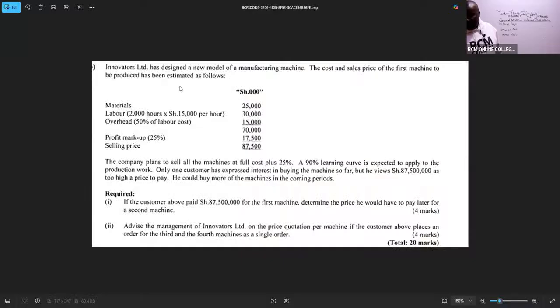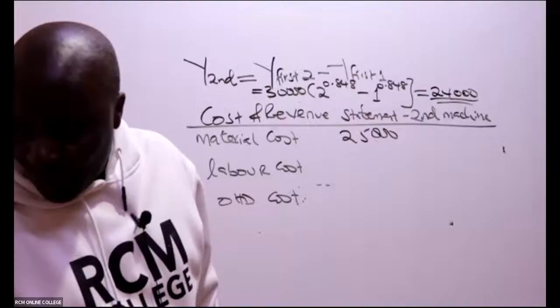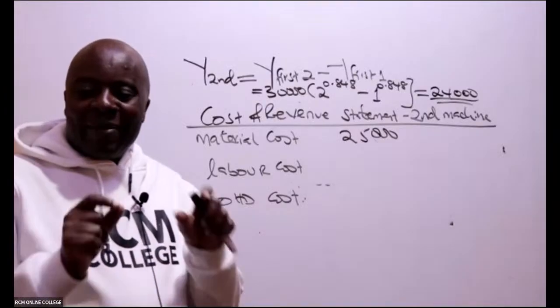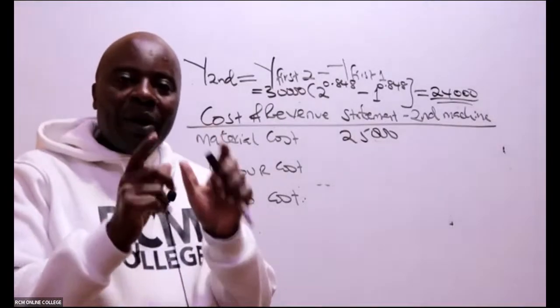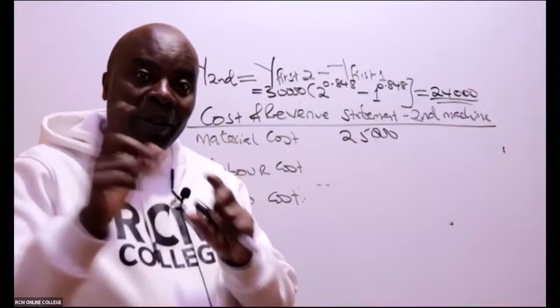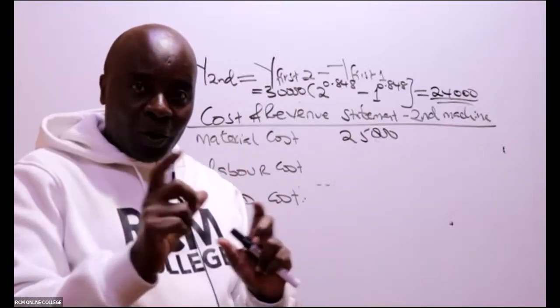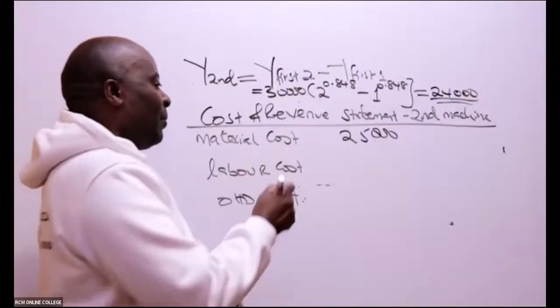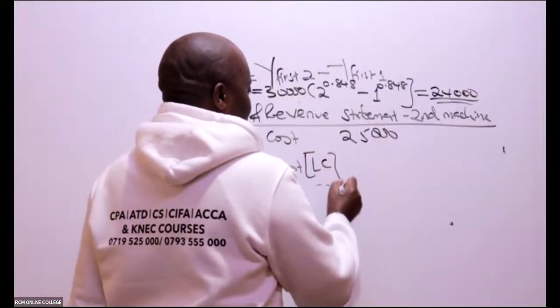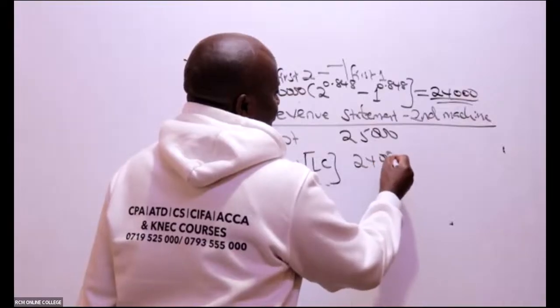So you see this material for the first machine was 25,000. Because for materials, there is nothing like learning there. So materials for the second one will be 25,000. Do we have labor cost for the second machine? Don't take the labor cost of the first one, because for labor cost, we expect the more we produce, the more the learning. So labor cost will be reducing. Always remember, for labor cost use the learning curve. We got 24,000.